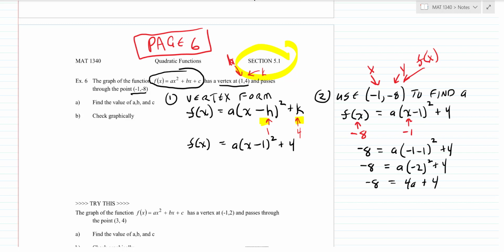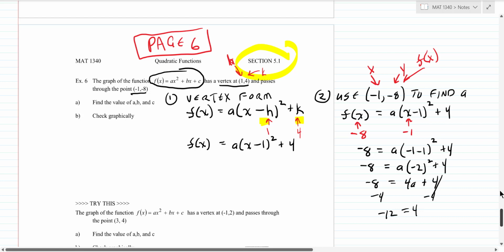Okay, now, what do I need to do to solve for a? Okay, now we're solving equations, so what do I got to do to both sides? Subtract 4, good, okay. And you can do this in your head, I mean, if you want to. So you subtract 4 from both sides. That'll give you -12 equals 4a. Then what do you do to get the a by itself?